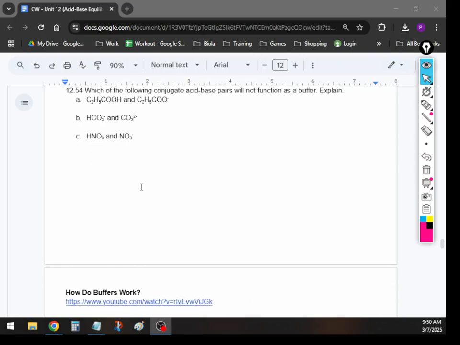So I want you guys to take a look at 1254, and we've got 3 different pairs of solutions. I want you to take a look at each one and write down if you think it's going to act as a buffer or not. So you're going to write yes or no, and then write a quick explanation of why you think it will act as a buffer or why it won't.